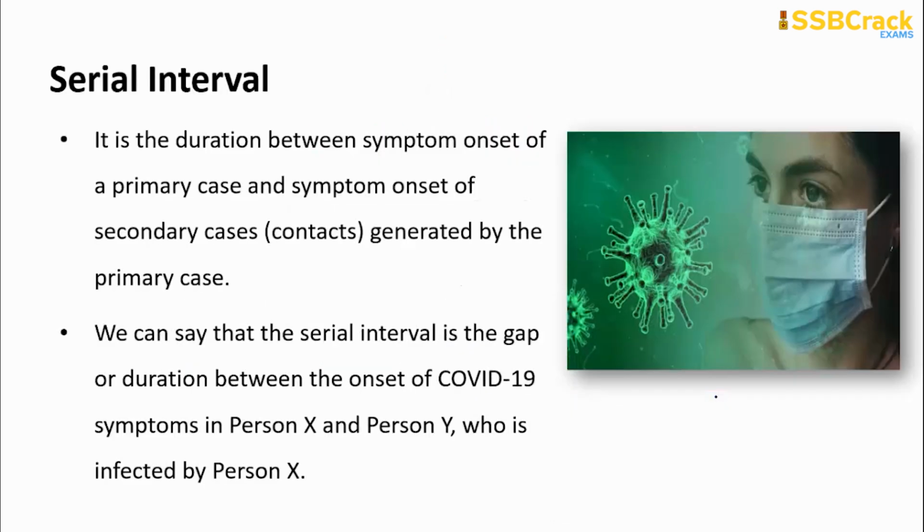I'll tell you in simpler terms, it is the duration between the symptom onset of a primary case and symptom onset of the secondary case, which happens due to the contact generated by the primary case. So in simpler terms, you can say it is the duration between the onset of COVID-19 symptoms in a person X to the symptoms of the person Y, who is infected by person X. So this is the serial interval.